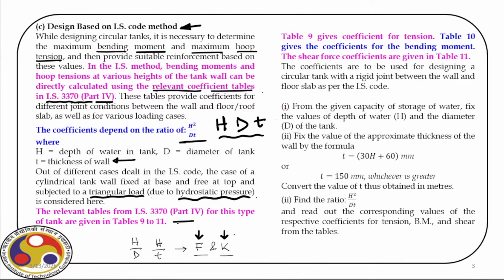Now there are different tables. Tables 9 to 11 we are going to use for the design. So these tables we will get from IS 3370 part 4. Table 9 gives us the coefficients for tension. Table 10 gives the coefficients for bending moment, and table 11 gives the coefficient for shear force. So once we get these coefficients, we can directly find out the maximum bending moment and other force components, right? So again, here we have the approximate formula. T is equal to 30H plus 60 in millimeter, and the minimum thickness is 150 millimeter as usual.